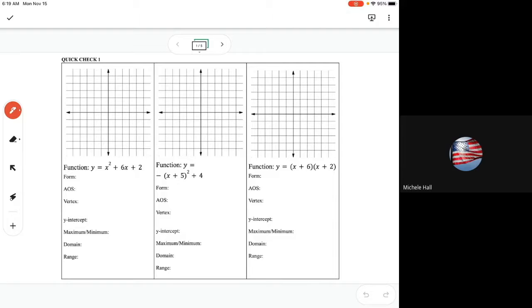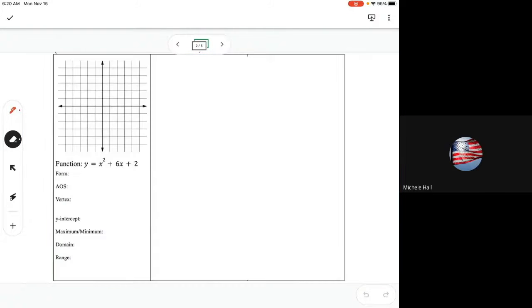Quick check one. This is for your 1.1 and 1.2 corrections. Y equals x squared plus 6x plus 2.